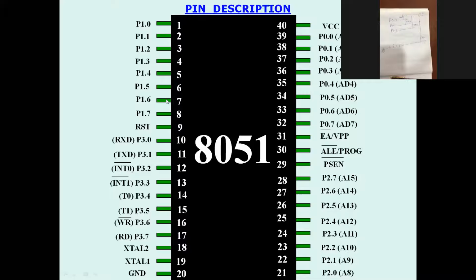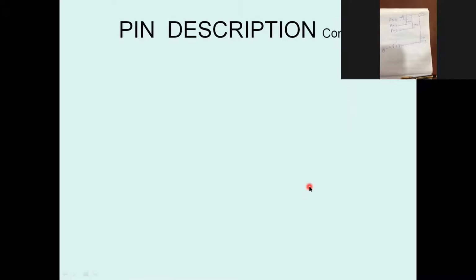For the rest of the ports like P1, P2, P3, this kind of resistance is available internally. But only on port 0 do we connect an external pull-up resistance. Just go through some slides, then it will be clear to you.